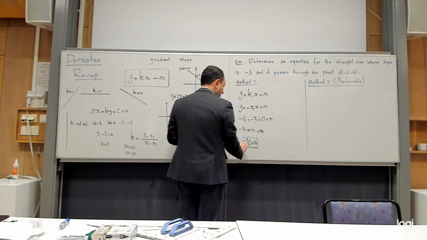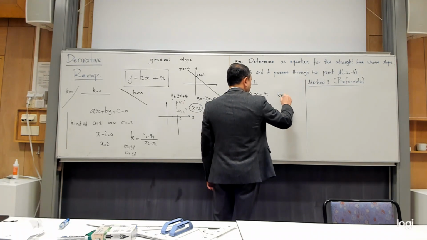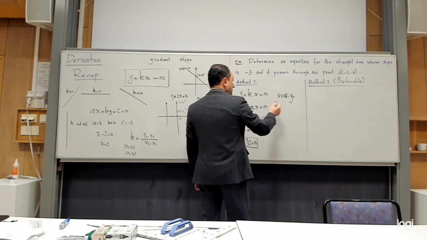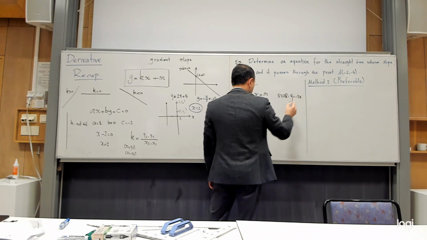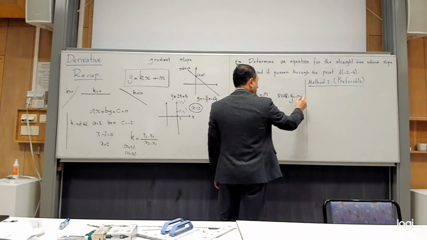But what you have to provide as the answer, which is important, is to write y equals, instead of k, I put -3x, and I just got that m is -10, yes?